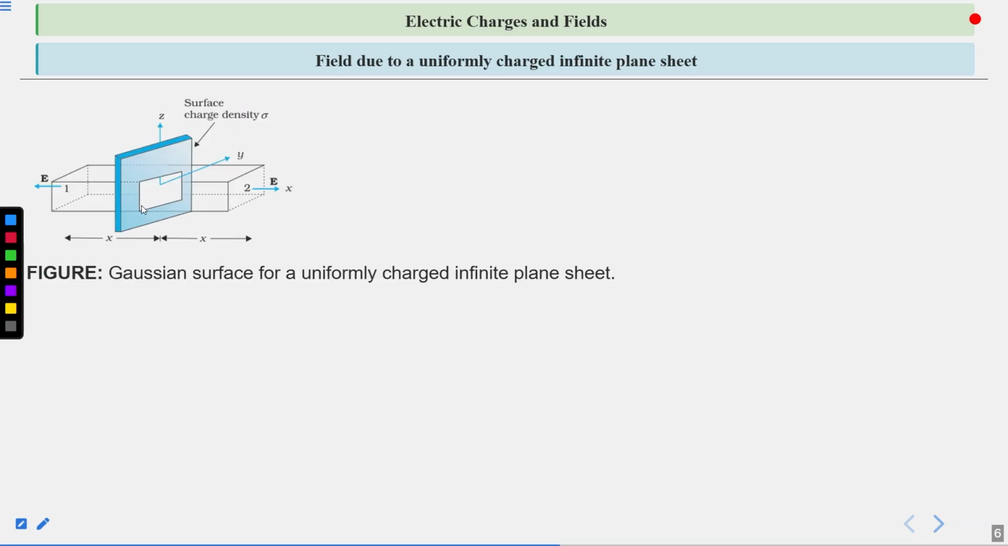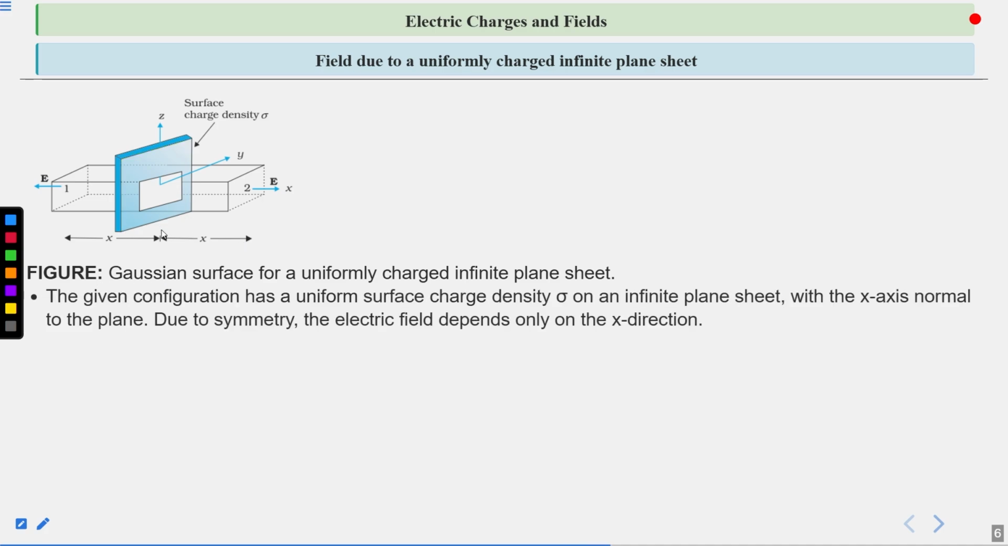Look at here. This is a charged infinite plane sheet. Now we will calculate the electric field due to this uniformly charged infinite plane sheet. So the figure shows the Gaussian surface for a uniformly charged infinite plane sheet. The given configuration has uniform surface charge density sigma.